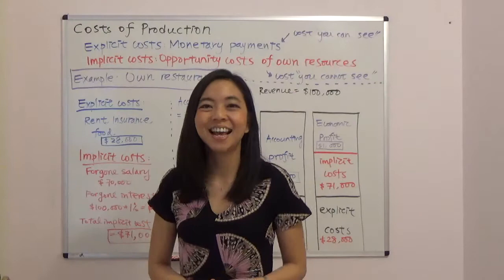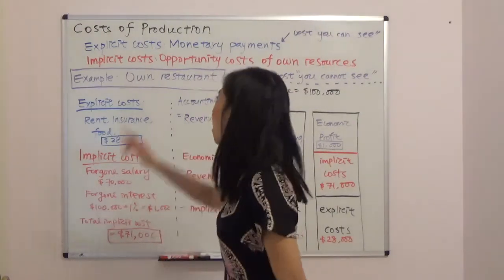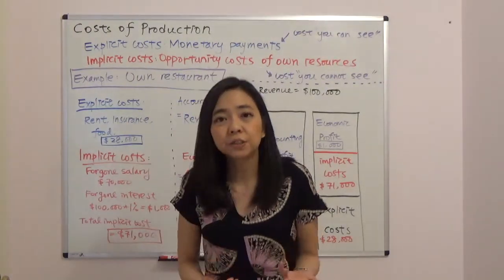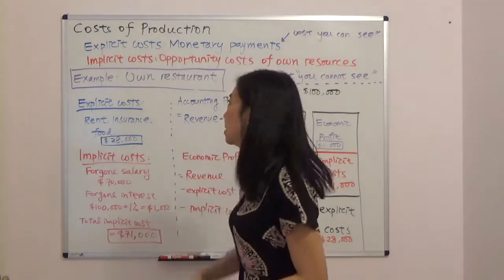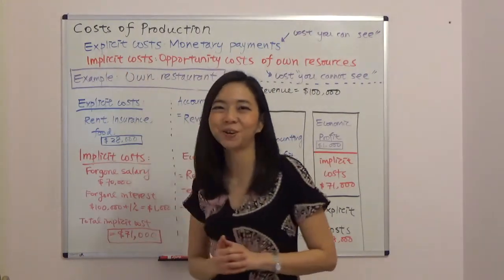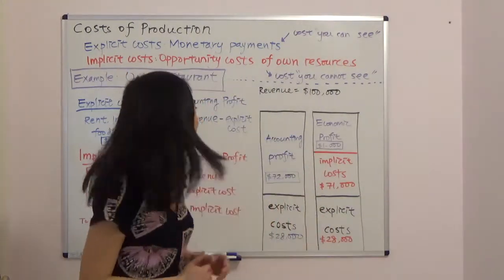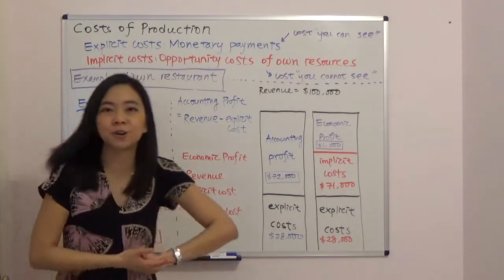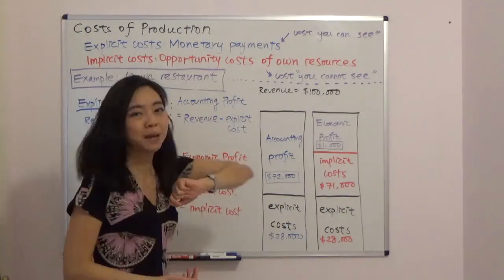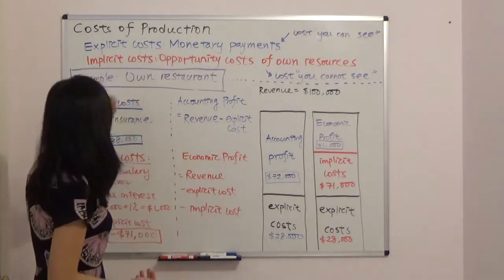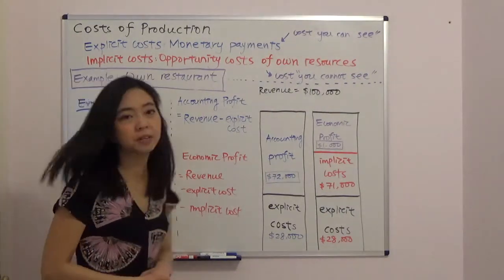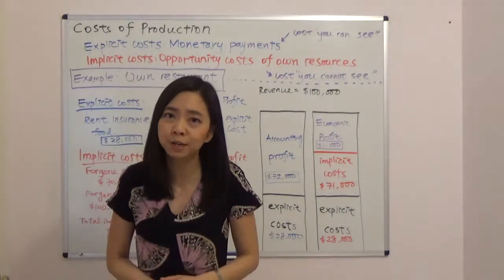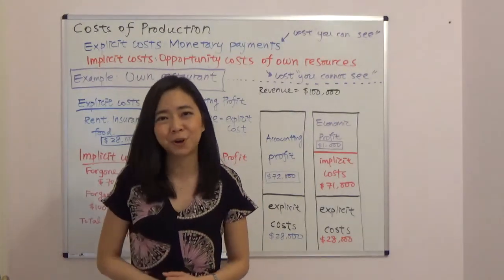My name is Iris Franz, and today I'm going to talk about cost of production. In particular, I want to talk about the difference between explicit and implicit costs. In the textbook, you can see the definition of explicit cost is the monetary payments, and the definition of implicit cost is the opportunity cost of using your own resources when you're producing goods and services.